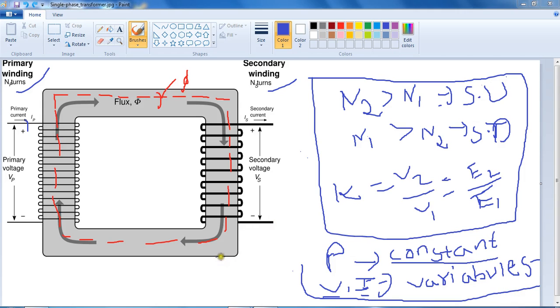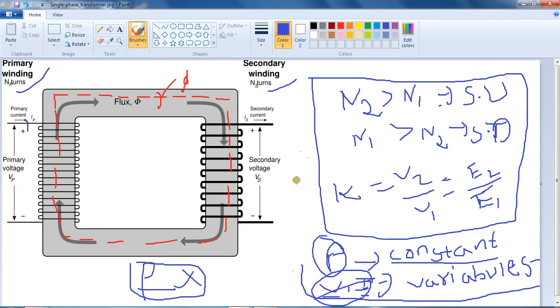A transformer converts the power from one circuit to another circuit without changing frequency. That means it transfers the power from one circuit to another circuit, but the frequency never changes, while voltage and current do change. The main function of the transformer is to increase or decrease the voltage, or increase or decrease the current. That is the main function and also the main aim of the transformer.